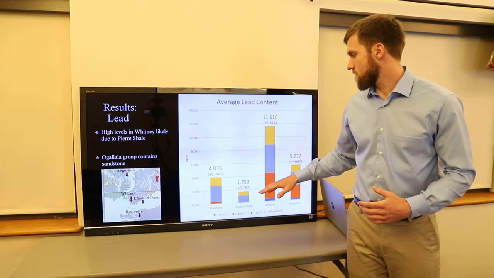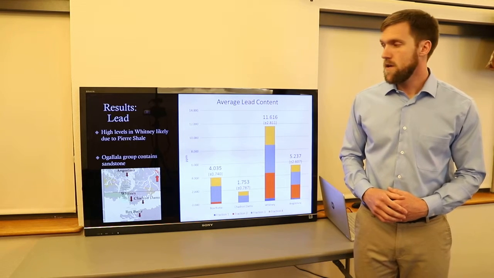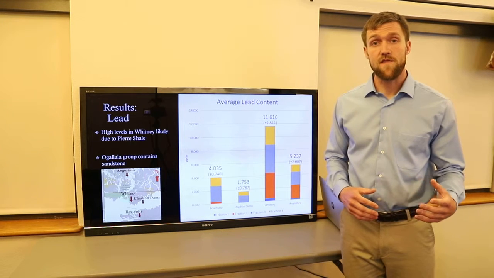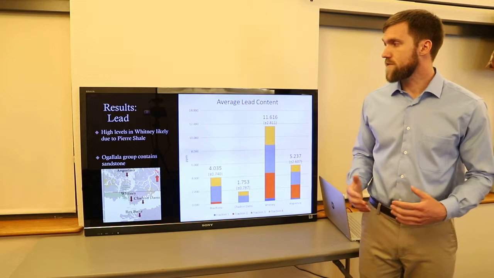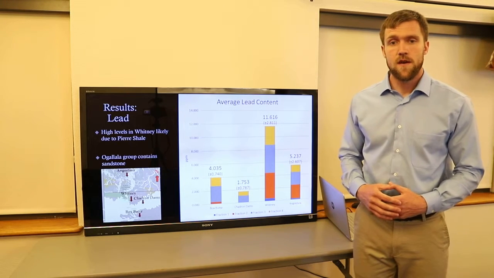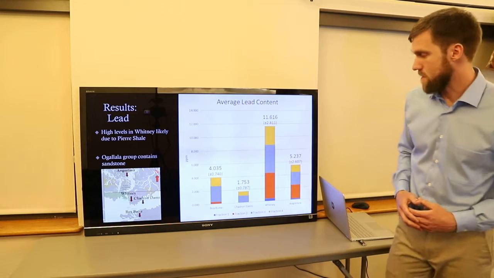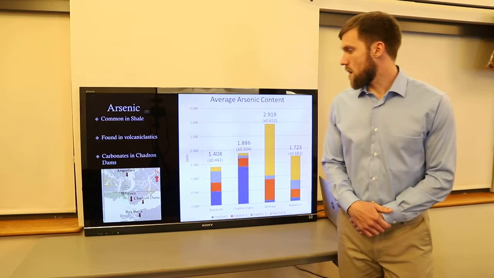Box Butte in this instance was a little higher in lead content than I anticipated, and I'm guessing this is likely because of the sandstone within the Ogallala group that it sits in. Sandstone is known to contain lead, so that might be the cause of the lead that we're seeing in Box Butte. Moving on to arsenic.